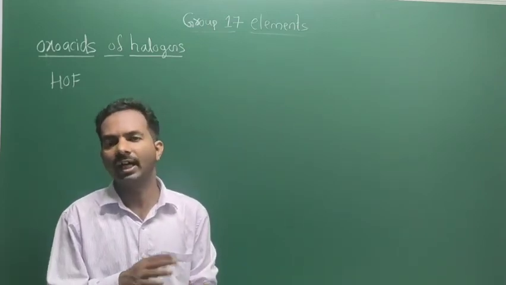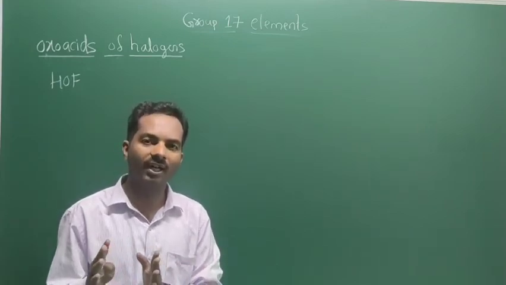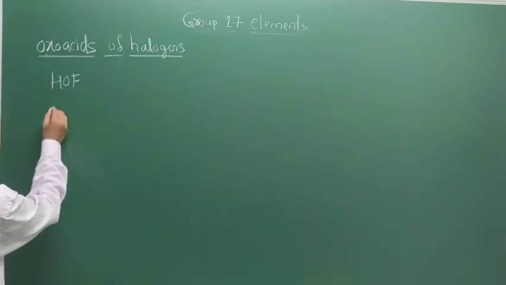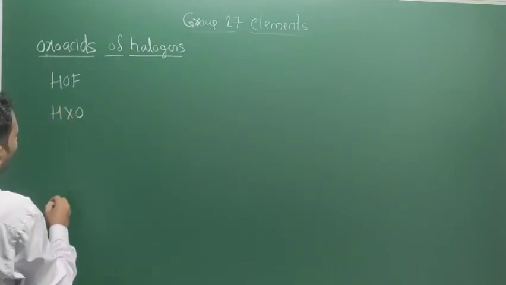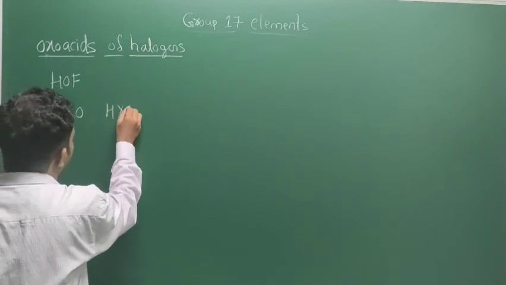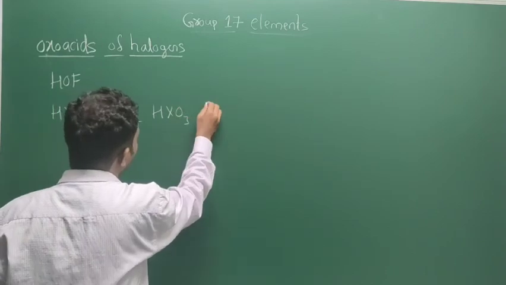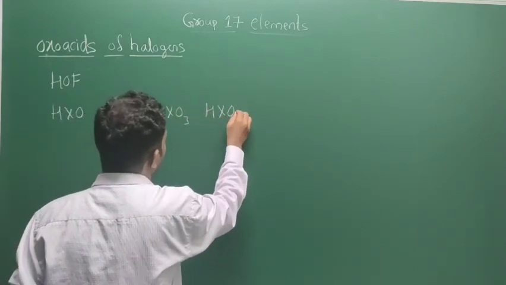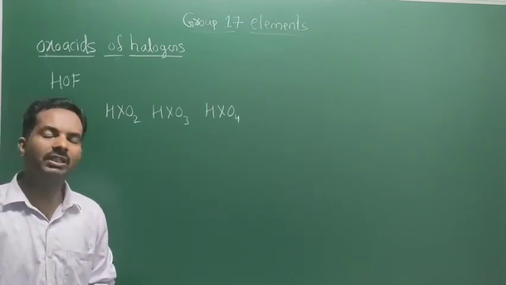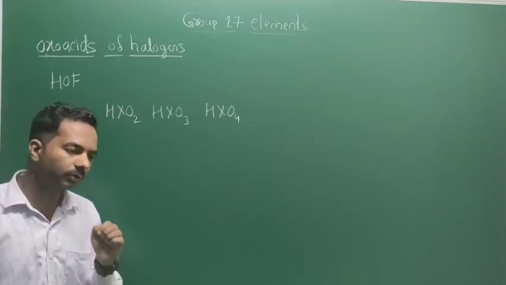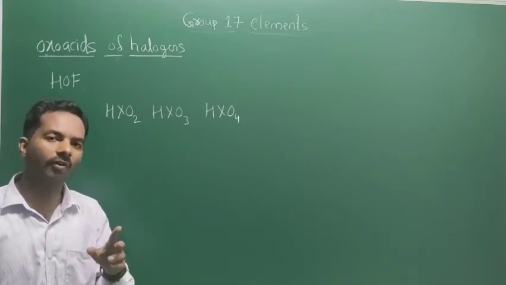But other halogens form 4 series of acids with the formula HXO, HXO2, HXO3, HXO4. So here these are stable in aqueous solution. So consider some structures of oxoacids of chlorine.